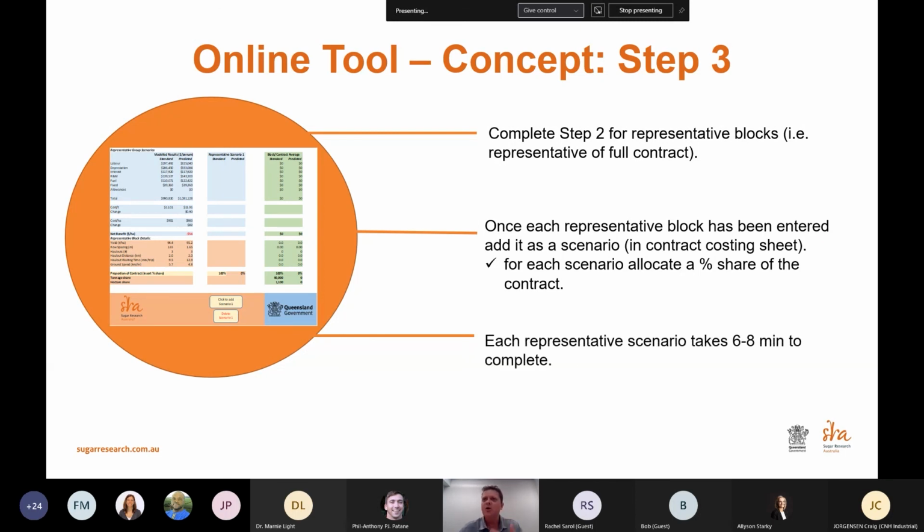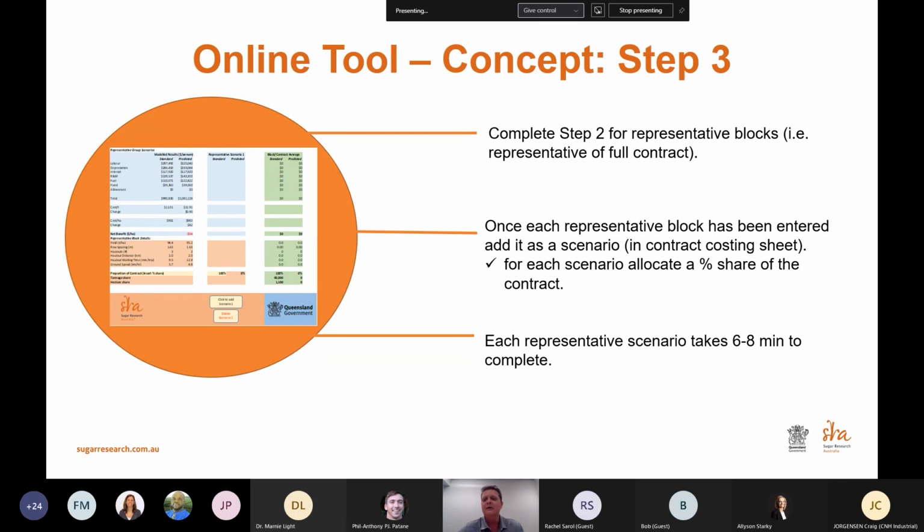This process will take a little bit longer than step 2 because you're going to be deciding on what sort of representation it is of the full contract. But it obviously depends on how many representative blocks you decide. And you might say, well, 5 blocks is enough to represent that particular contract. Or you might say, I want to put in 20 blocks. And that's okay. That'll be up to you as the harvesting contractor and what you're comfortable with.